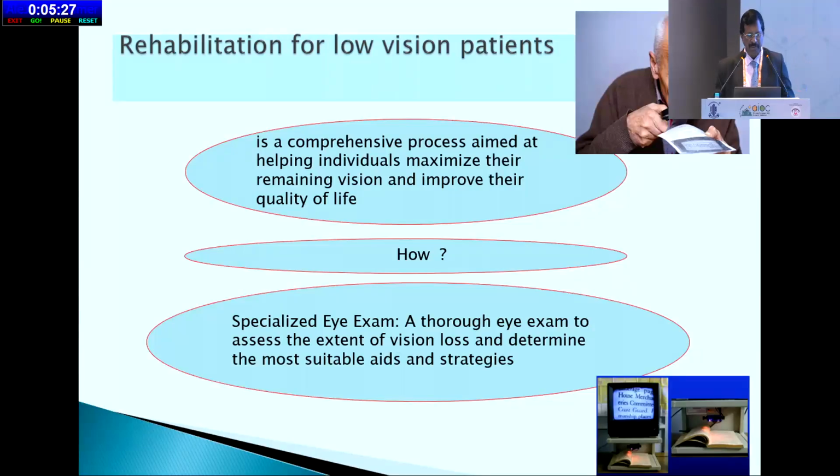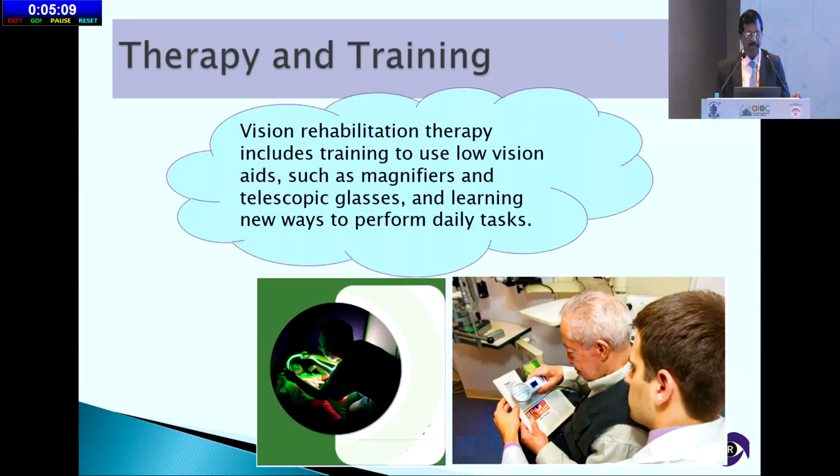My friends have discussed all these. The devices are there, but still we feel that they are not used properly by these people. It's a comprehensive process aimed at helping individuals maximize their remaining vision and improve their quality of life so that they get out of the depression. How? Detailed examination, as my friends have told, but also therapy and training. Vision rehabilitation therapy is very important for these people, and we have to train them. A lot of time is required.